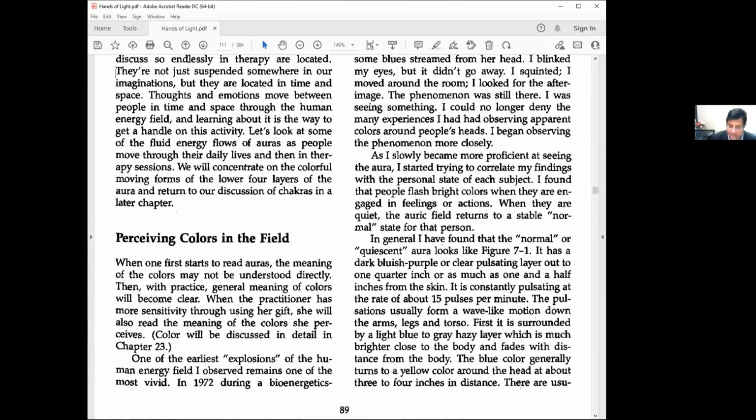So this is the same thing that she's done over here. By actually with clairvoyant eyes being able to see the aura, she started being able to discern what each color means and where it comes, etc.